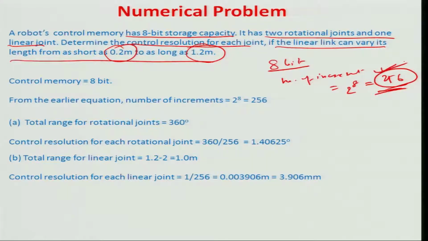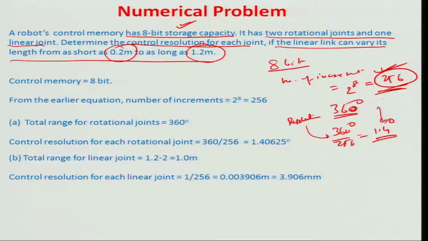With this kind of storage capacity, the total range of the rotational joint, for example if the joint were to rotate 360 degrees, would be 360 by 256, that is close to 1.4 degree resolution. So, you can see how the storage capacity of the controller, or the control memory of the robot, is directly related to the ability to store small increments. Therefore, if the robot has to be positioned at less than 1.4 degree rotation, it is not possible, because the robot's controller is giving a resolution of 1.4 degree and above.